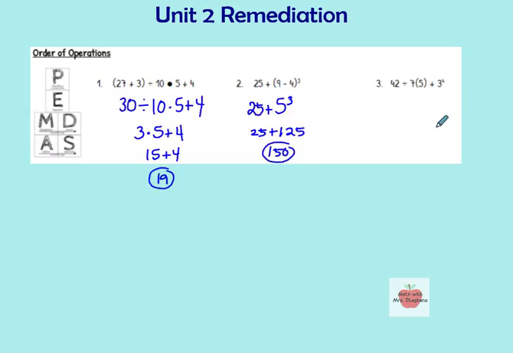Number 3. We do have parentheses, but look carefully. This set of parentheses represents multiplication. It's representing 7 times 5. So the first thing we need to do in number 3 is your exponent. 3 to the 4th power is 3 times 3 times 3 times 3, which is 81.